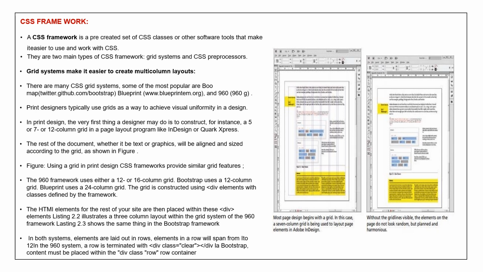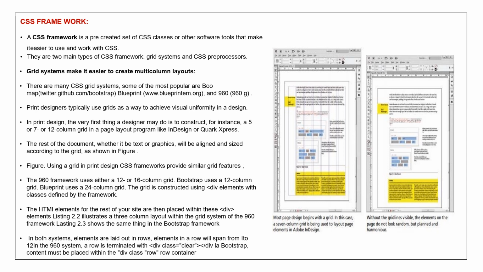The 960 framework uses either a 12 or a 16 column grid. Bootstrap uses a 12 column grid. Blueprint uses a 24 column grid. The grid is constructed using div tag elements with classes defined by the framework. The HTML elements for the rest of your site are then placed within these div tag elements.